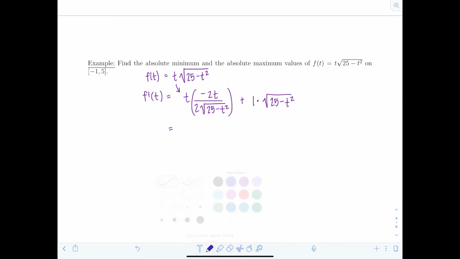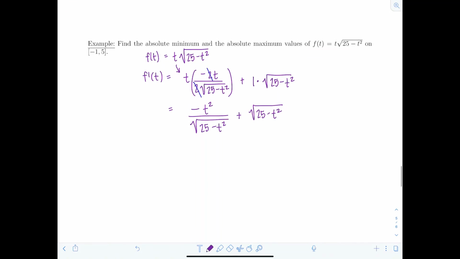Okay, so now let's clean this up. So looking up above, these 2's are going to cancel. So I have here -t squared over the square root of 25 minus t squared plus the square root of 25 minus t squared. Now I need to get a common denominator here for this derivative. So the common denominator is rad 25 minus t squared. Remember, this is over 1.